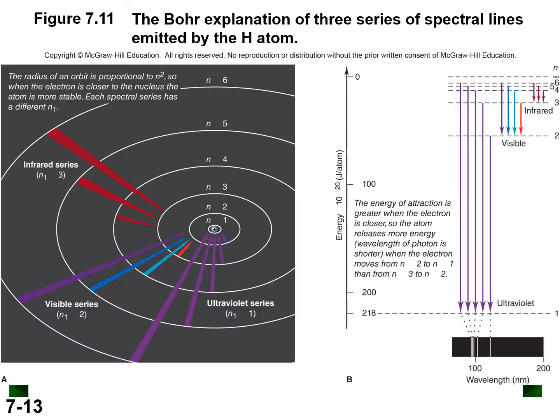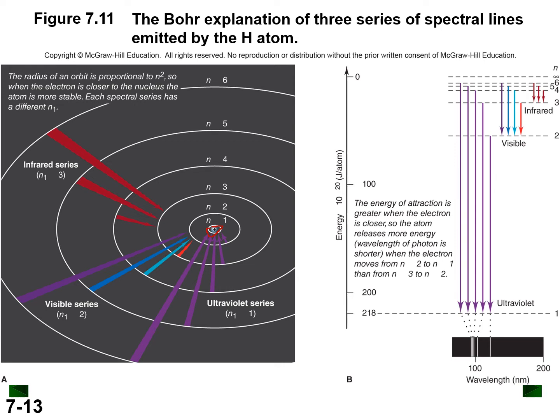As we can see from this figure, each state is associated with a fixed circular orbit of the electron around the nucleus. The higher the energy level, the farther the orbit is from the nucleus. When the electron is in the first orbit, n equal to 1, we call it the ground state.